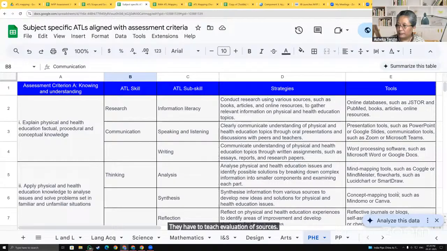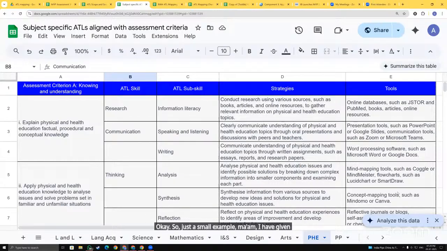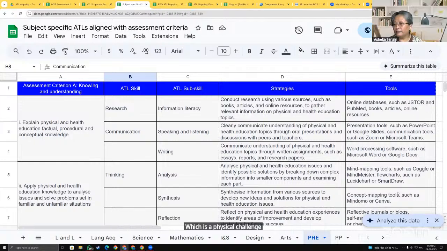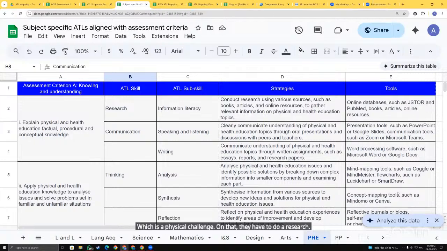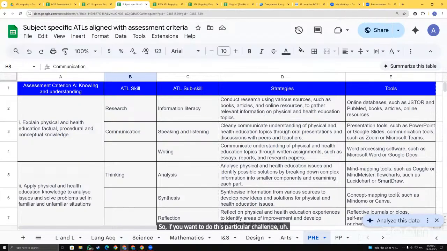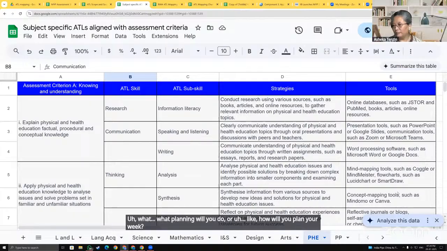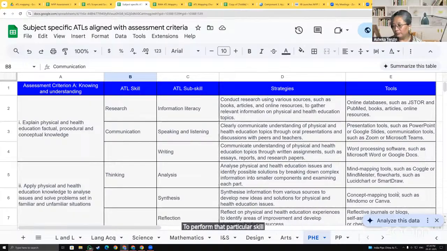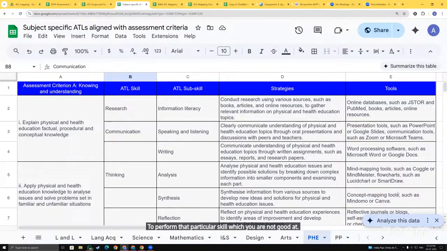So just a small example, ma'am. I have given a student a task to perform a physical challenge. On that, they have to do research. What is the process? Because the focus was on form and posture. So, if you want to do this particular challenge with proper form and posture, what planning will you do, or how will you plan your week to perform that particular skill which you are not good at? So they did research on that.